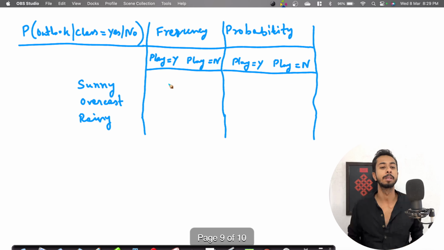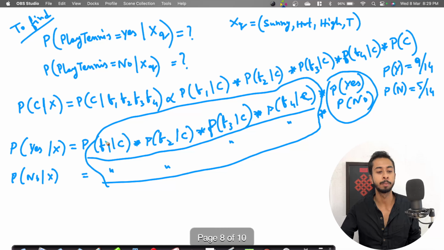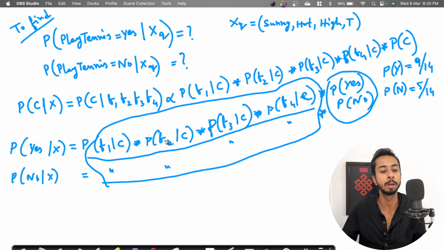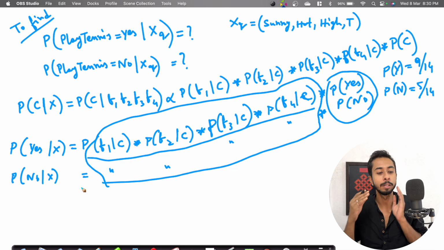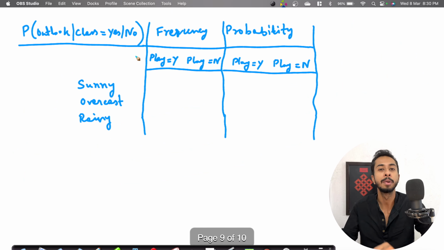So in the training phase, what we need to do is find those probabilities. Which probabilities? These probabilities: probability of f1 given c, probability of f2 given c. These probabilities we need to find out, right? That is what is found out in the training phase of the naive-Bayes algorithm. Okay, so how is it found out?